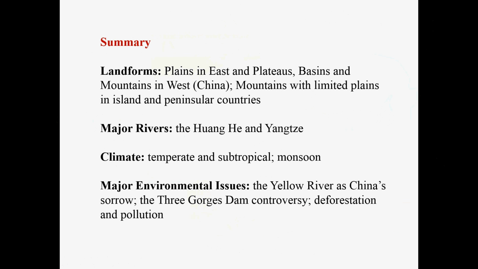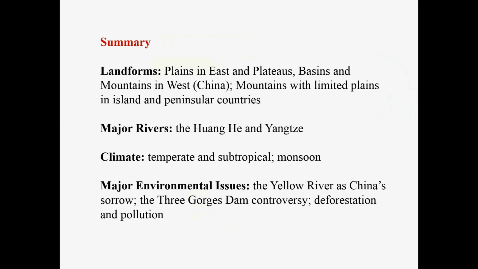In summary, in this lecture, we have discussed some major aspects of the physical geography of East Asia. We have discussed landforms. We see that there are plains in the east and plateaus, basins, and mountains in the west in the context of China. In peninsulas and islands, we see some major mountains forming the backbone of the peninsulas and islands. Also, we discussed two major rivers in East Asia, the Huanghe and Yangtze rivers.